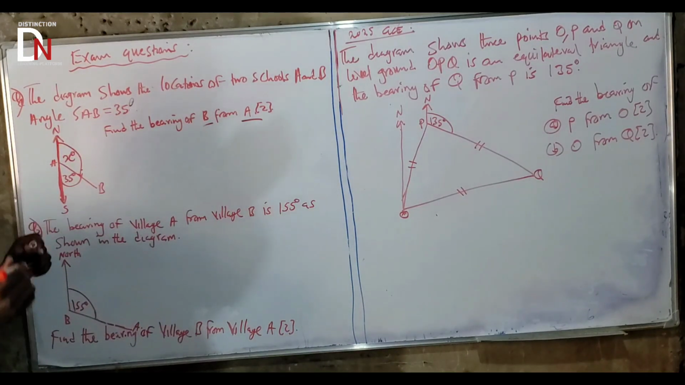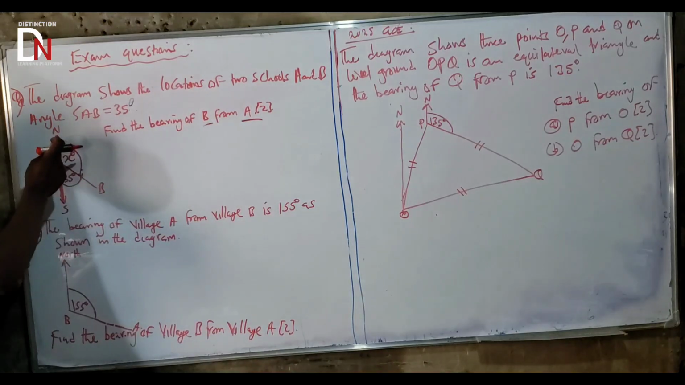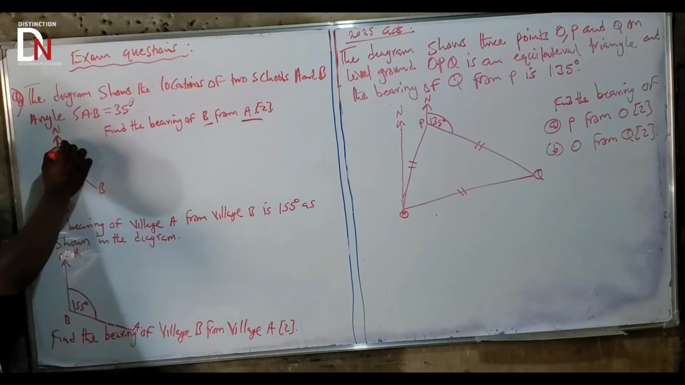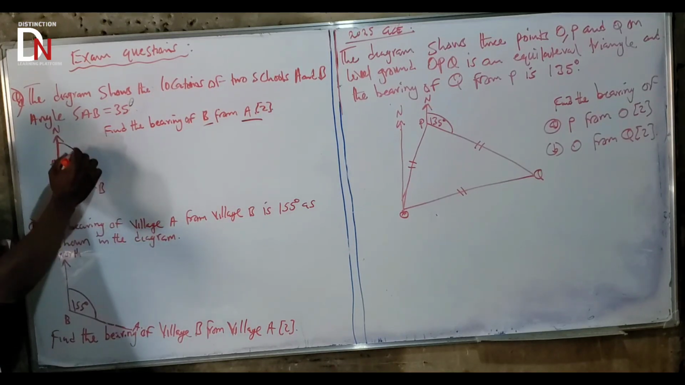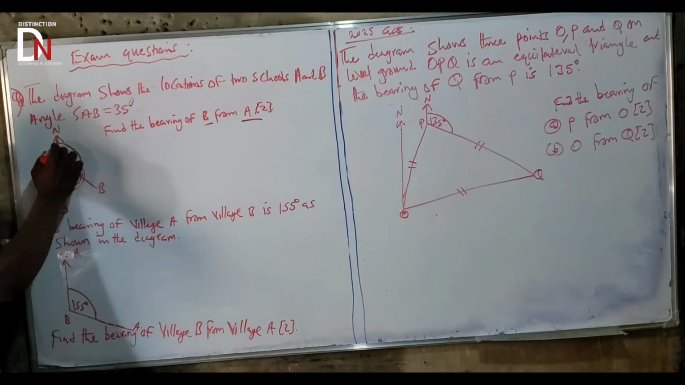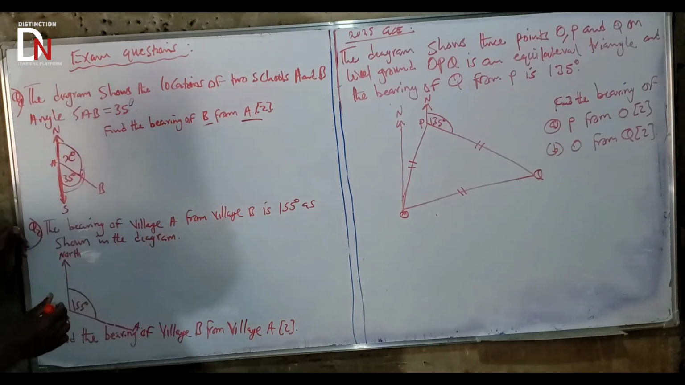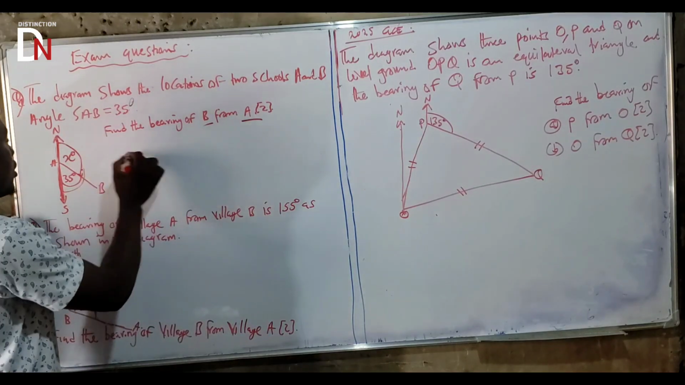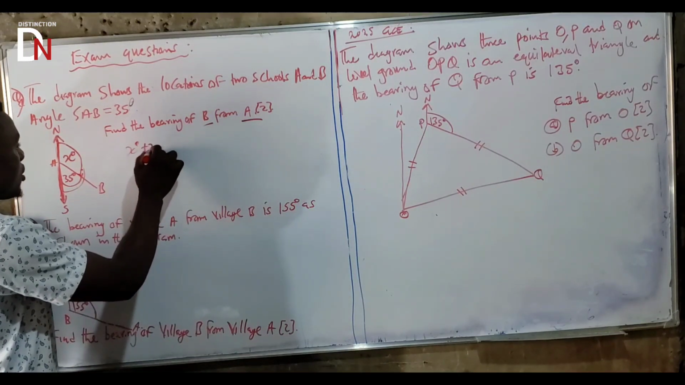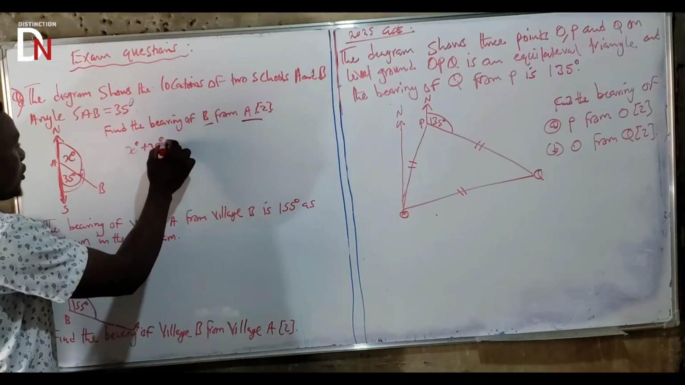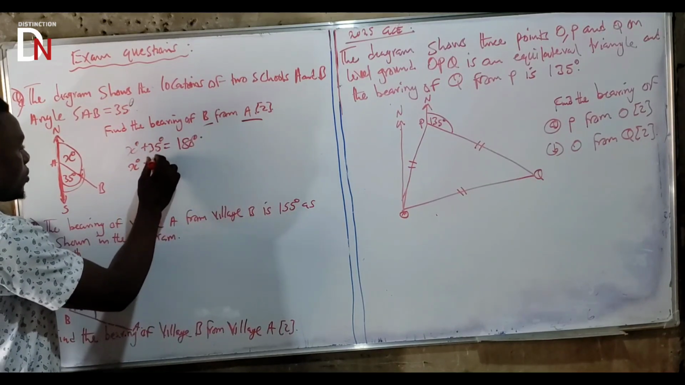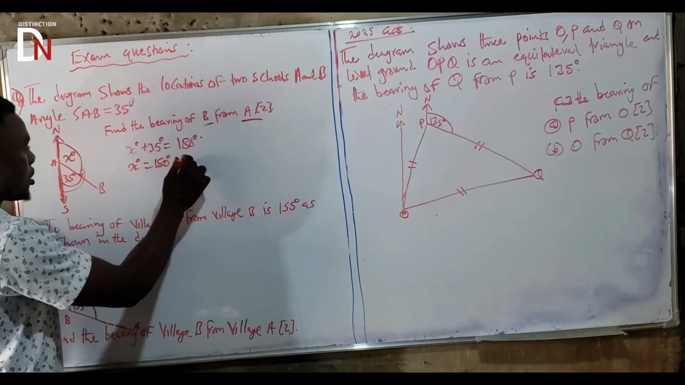I'll name this angle x degrees. But if you recall very well from those concepts, the whole of this angle, this is a straight line, isn't it? The whole of this angle is making 180 degrees. Therefore, to find this, we are going to say x degrees plus 35 is equal to 180. x degrees is equal to 180 degrees minus 35.